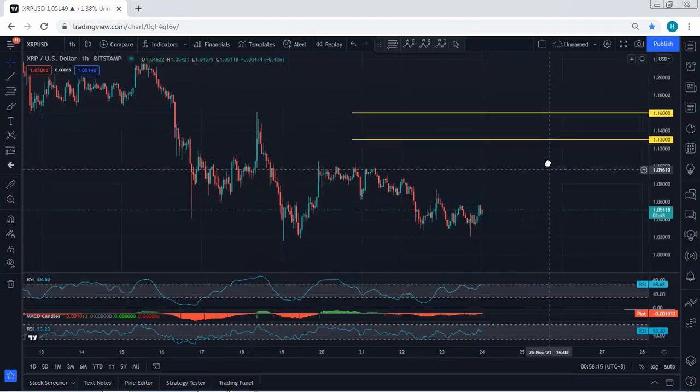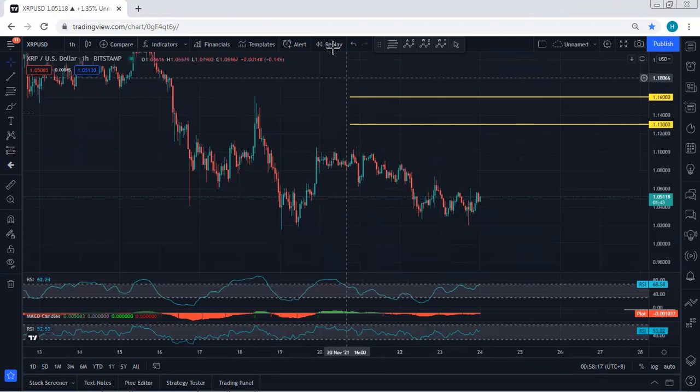XRP, we start with the 1 hour chart. Just want to give a quick update. If you refer to our analysis, since the price was within here, we mentioned if you get any reversal, any opportunity for buy, we will take it. And as we can see, still we have a divergence.